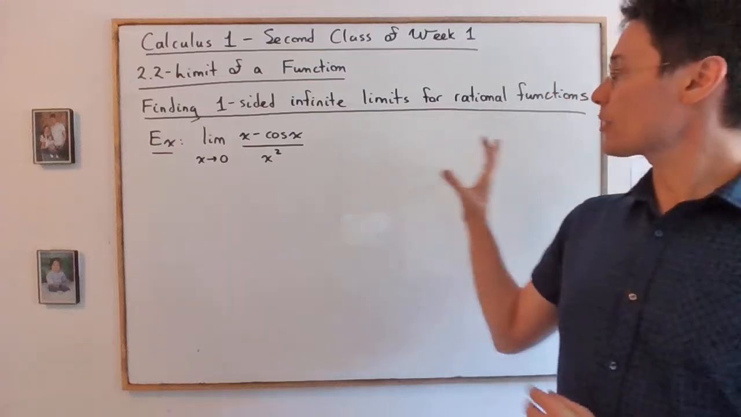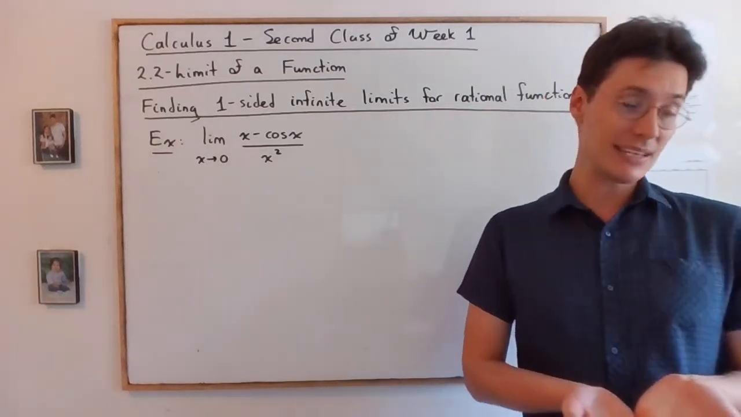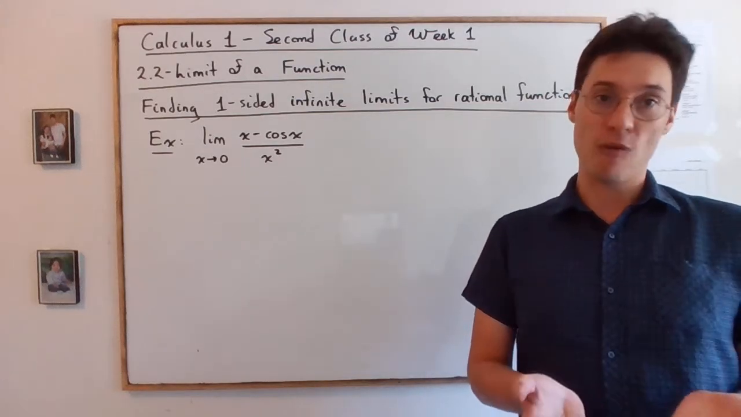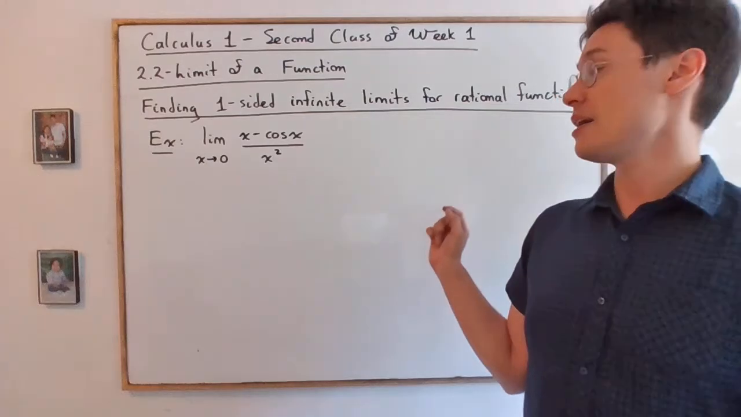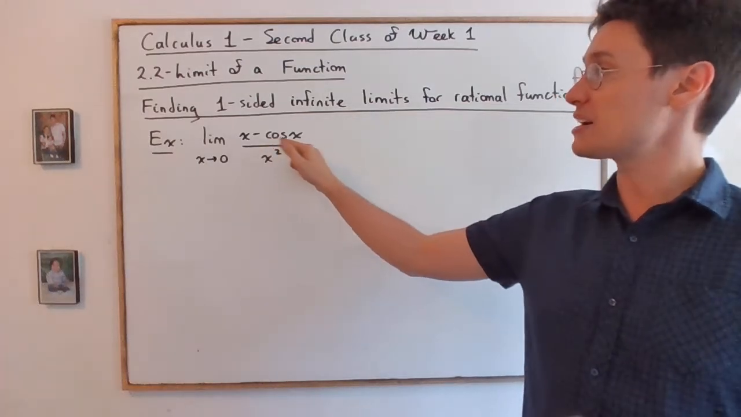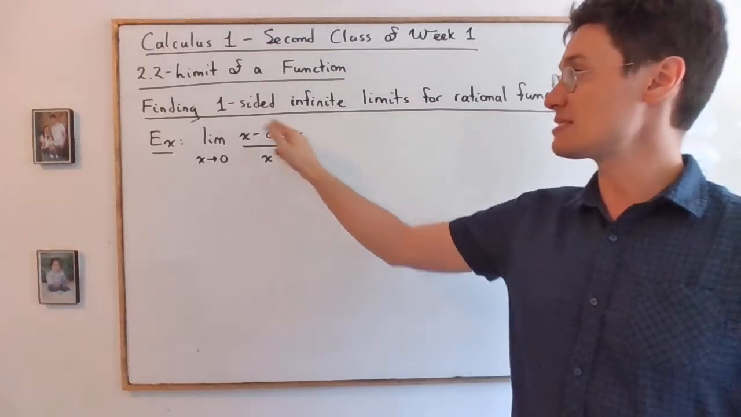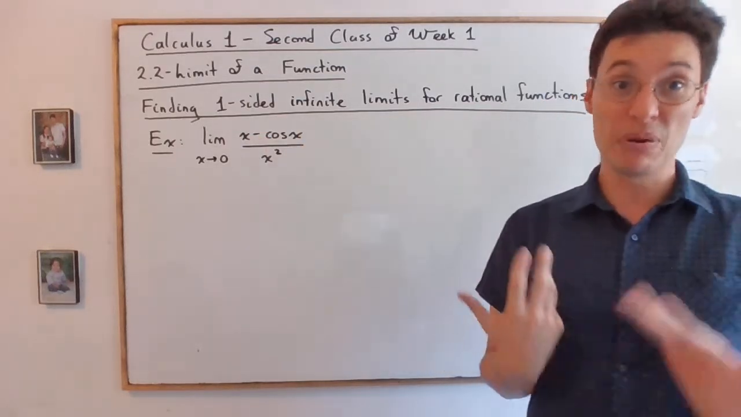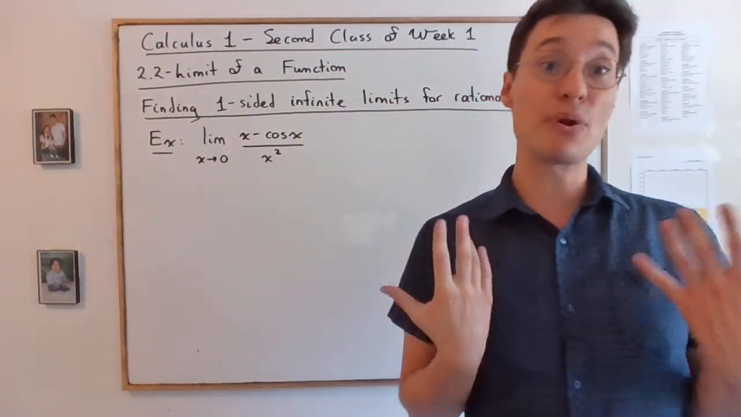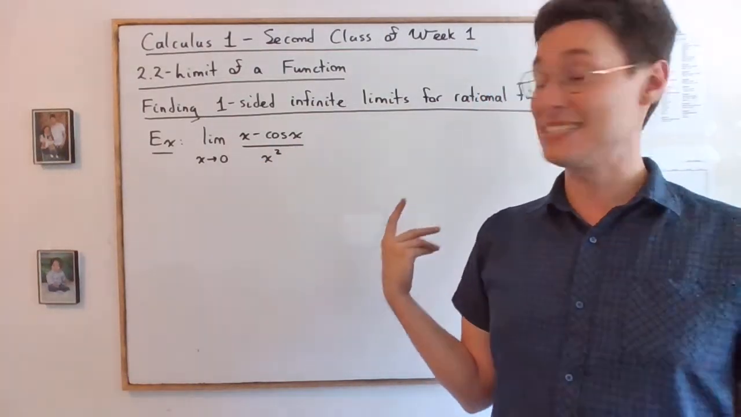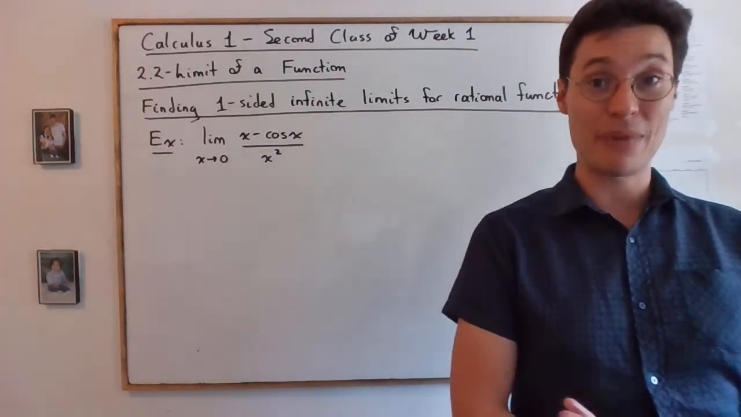So in this video, we're going to do another example of how to figure out an infinite limit for a rational function. Now, this function is not precisely a rational function because you have the cosine of x here that makes the top not a polynomial. But the idea is the same in the sense that the denominator is approaching 0 while the numerator is not approaching 0. And the procedure is exactly the same.